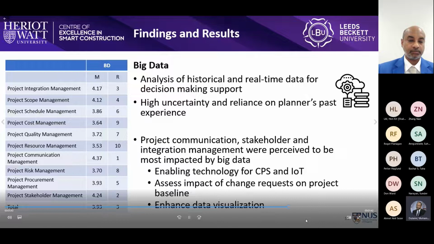In addition, as projects frequently face change requests, big data can be used to assess the impact of the change request on the project baseline. Furthermore, big data enhances data visualization, aiding in communications to stakeholders.